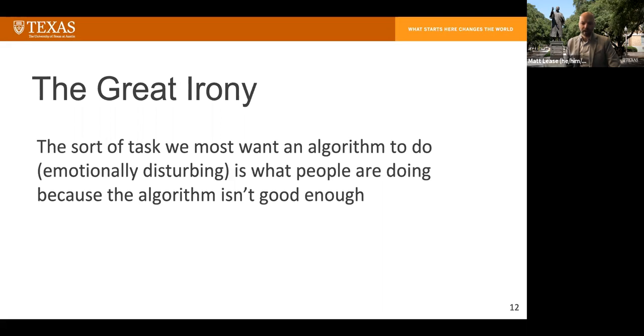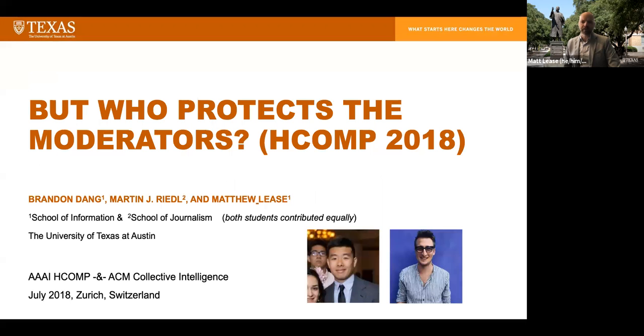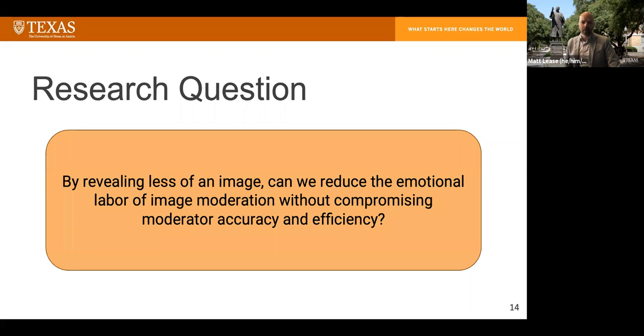I put this as a problem to students in my crowdsourcing class for a number of years, where none of us really did anything about it. But then a couple of years ago, a couple of students got excited about this and ran with the idea. So this was a short paper we had at HComp called Who Protects the Moderators? The idea was, could we reduce the emotional labor impact of image moderation without compromising the accuracy and efficiency of the annotators doing the work?